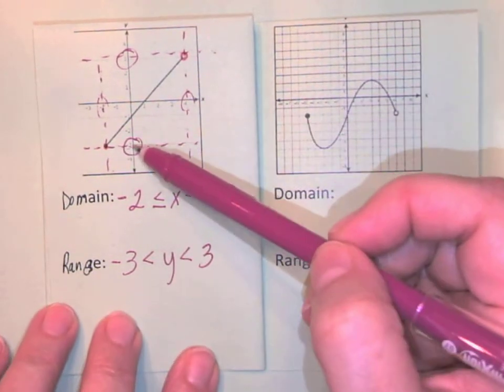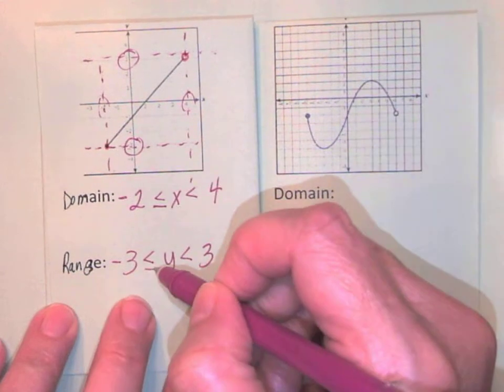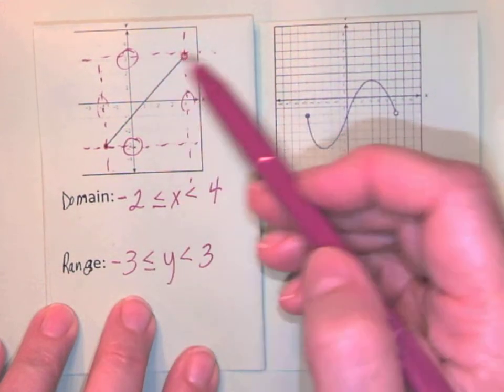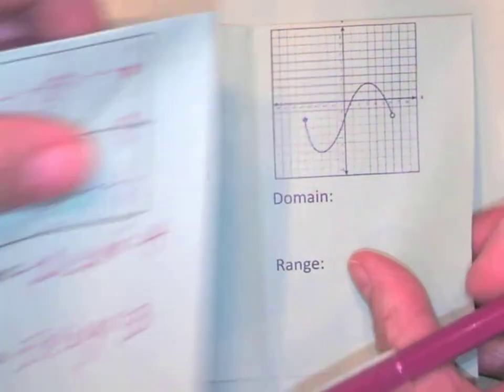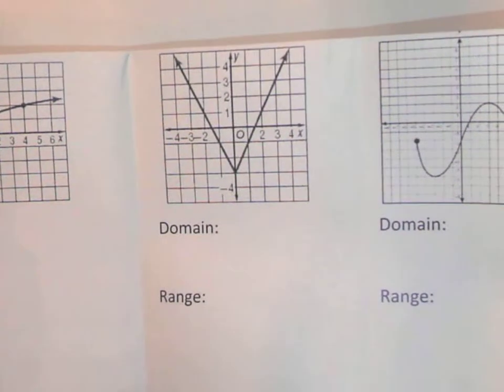And which one's colored in? The -3. The +3 has the open circle on it. So there's my domain and range for this one. I'm going to skip these two in my booklet. I'm doing this little booklet that you can find on Canvas.